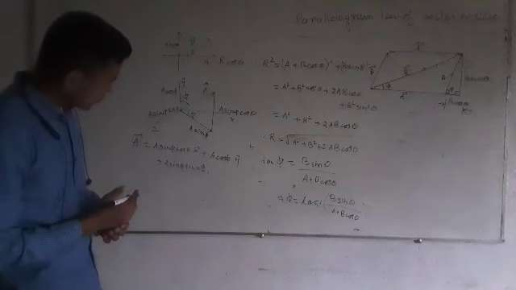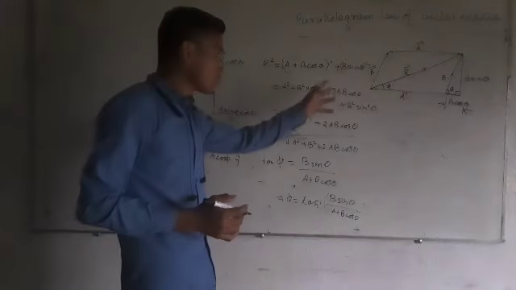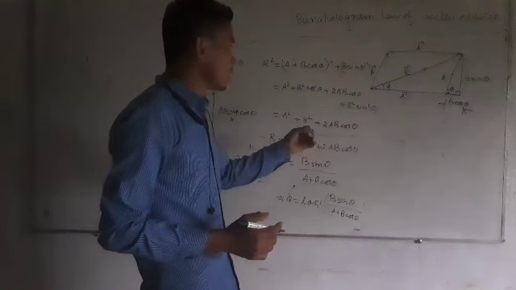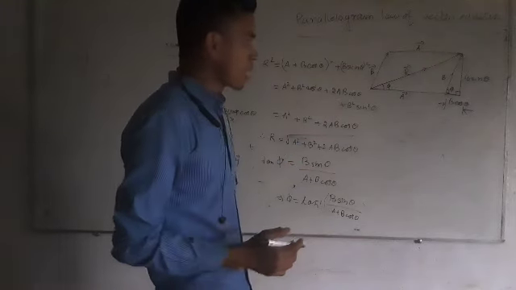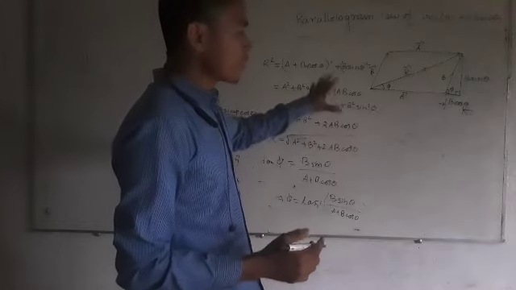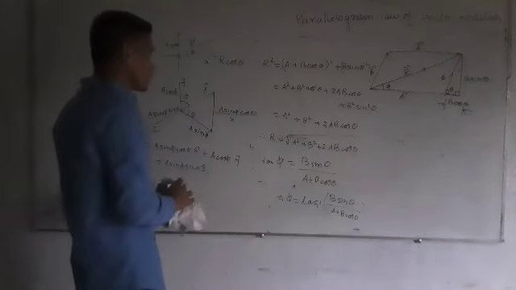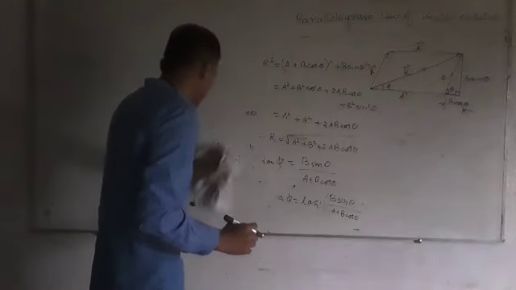So in the first case, we found the resultant vector by representing it on plain paper. We call that the graphical method of finding the resultant vector. And there is another method for finding the resultant vector. We call it the analytical method.